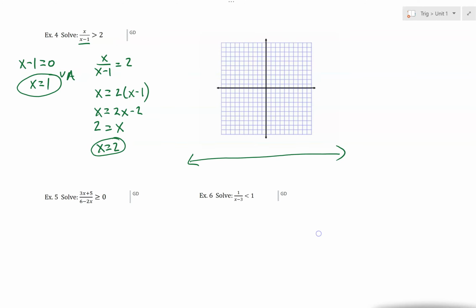I've got two numbers. Here's 0, here's 1. And I know this is my vertical asymptote, so it can never be that one. And then 2, that one's going to be the one that I'm going to have to test against. So plugging in values, looking at 0. If I plug in 0 for this one, I'm going to end up with 0 being greater than 2. That is false, so this is false over here.